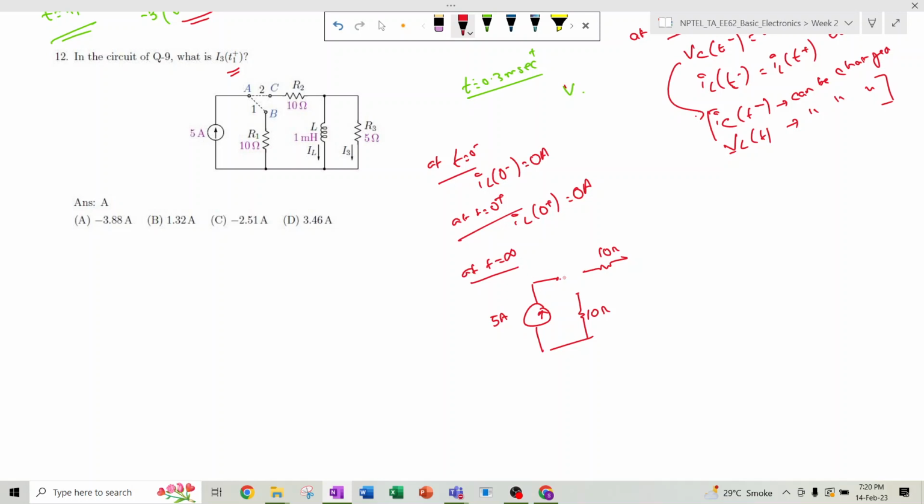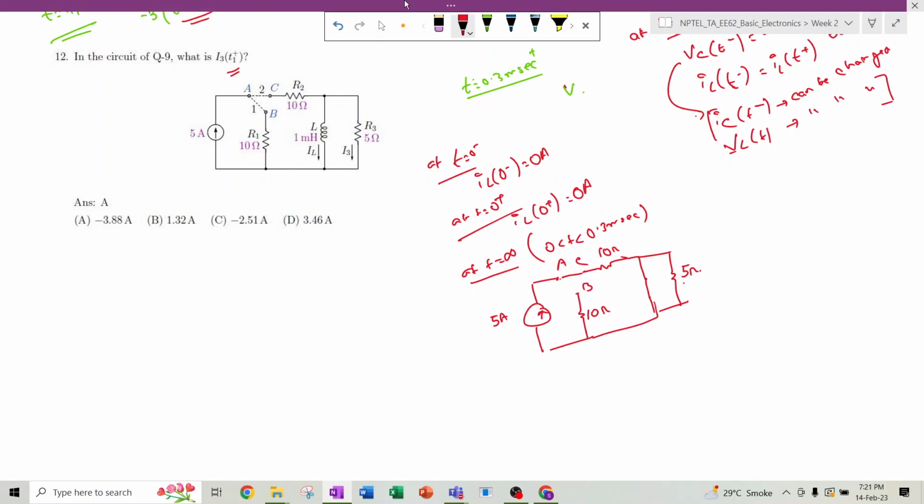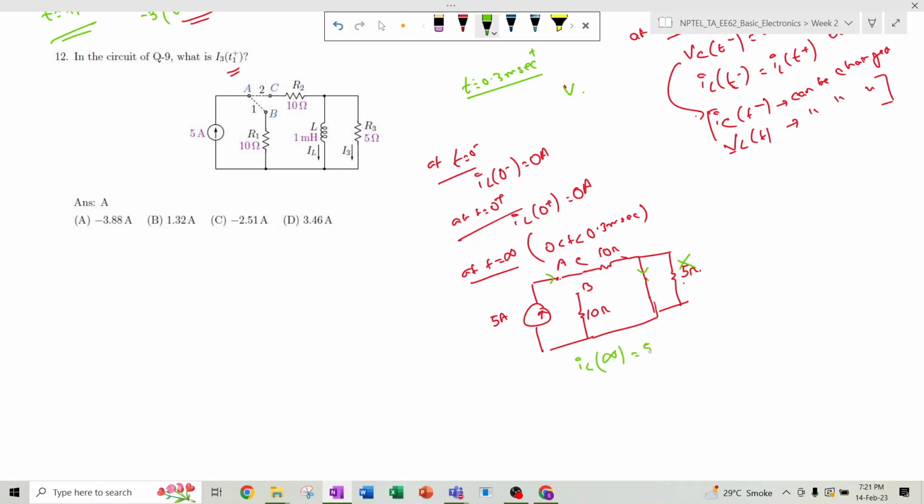So this thing is shorted and this inductor becomes like a short circuit, and 5. So this is for 0 to 0.3 millisecond for A, C, B. So whatever the current is flowing through this, the entire current will flow through this, no current flows through this. So this IL at infinity becomes 5 ampere.